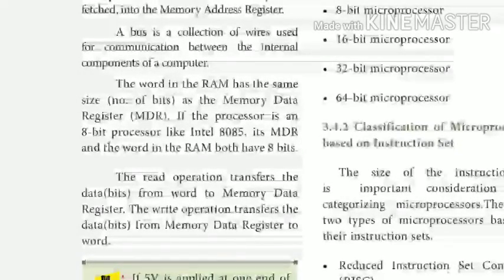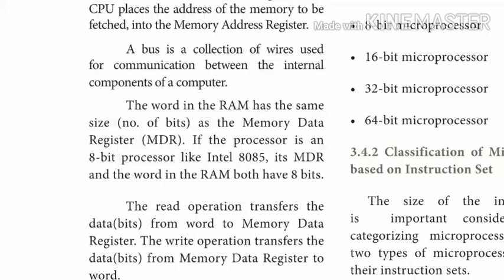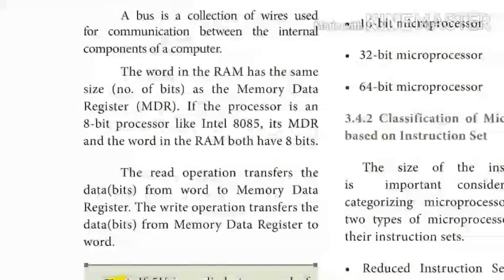So the bus is a collection of wires used to communicate between the internal components of the computer. Okay, so here you can see the buses. A bus is a collection of wires used to communicate between the internal components of the computer. So a bus is a collection of wires. Say for example, it will have a strip of wires, 4 to 5 wires connected in a strip, so that the data will be transferred simultaneously in each wire.